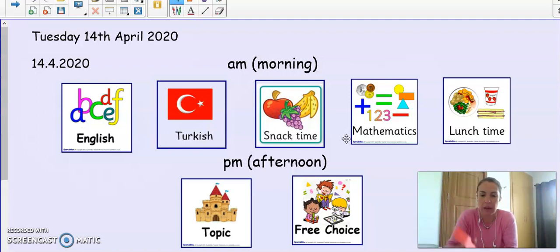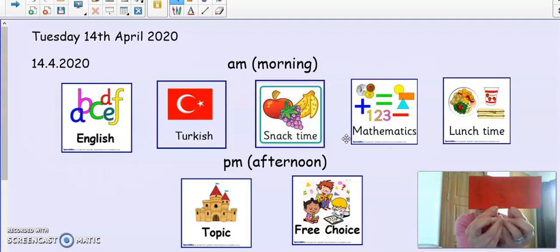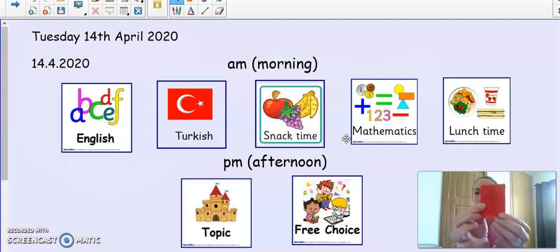But today we're going to be thinking about thirds. So we have got to break it into 3 equal parts. And one of those equal parts is a third. So that's what you will be learning about today.